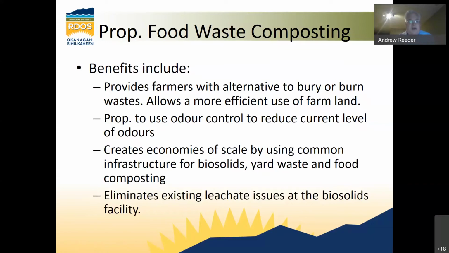The proposed facility that we're looking at building at 1313 Grayback will have an odor control system and reduce the current odor levels. We're looking at reducing odor levels by 70%. It'll create economies of scale by combining biosolids, yard waste, and food composting. We'll be having two different streams of compost created, but we can actually use some of the same infrastructure. So there's a savings there. And then it eliminates leachate by creating impermeable surfaces. I'll just give you a brief video overview, and it may help a little bit.